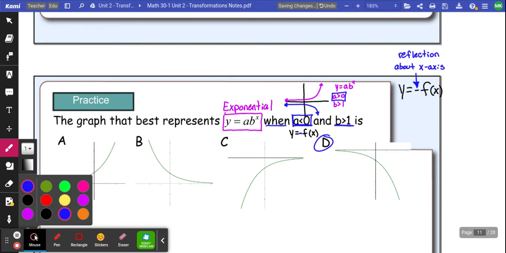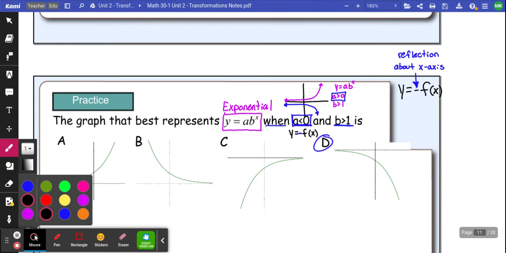Now, realistically, if I got to a test and did not realize that they wanted me to do reflections, because it's kind of a messy reflection question, I would have just chosen a value for a that was less than 0, chosen a value for b that was greater than 1, and graphed it to figure out what it looked like. Anytime you get a situation like that, where they say a is like this, b is like this, what's the graph? Just make up an equation and graph it, and it'll look like one of those things.